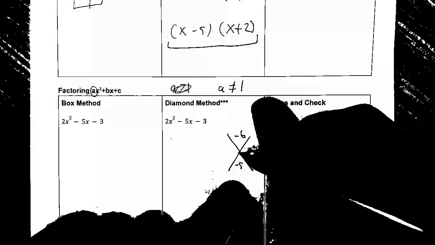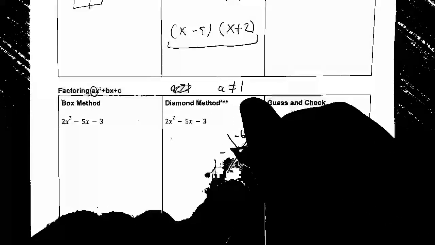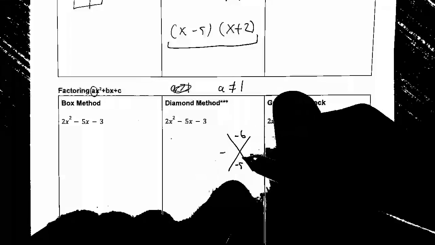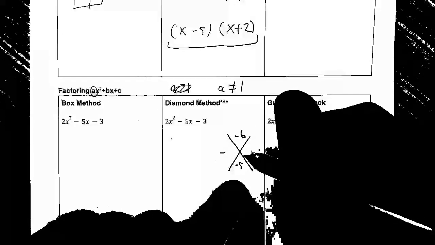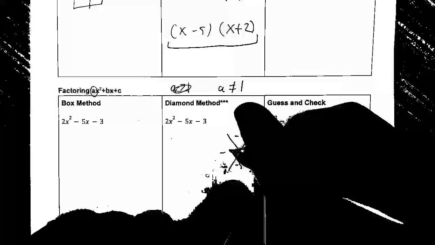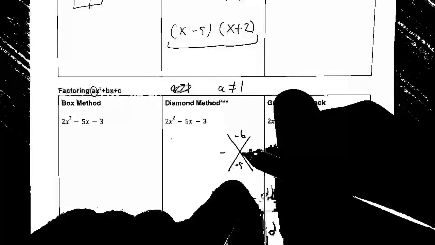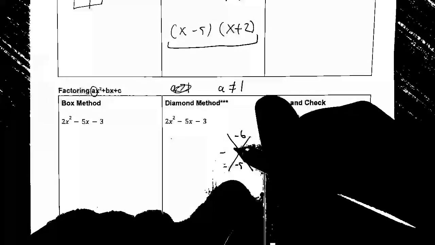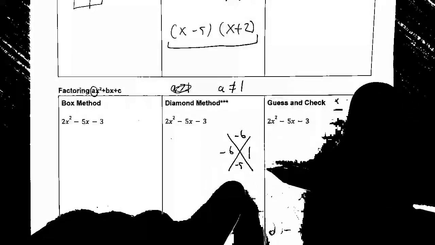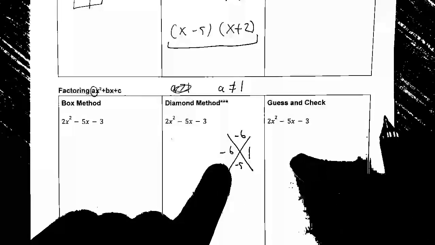You had it. No, close. Negative 3 and 2. So that's negative... wait, no. It's not 2 and 3. It's negative 6 and 1. Negative 6 and 1, okay? So are those your factors, negative 6 and 1?